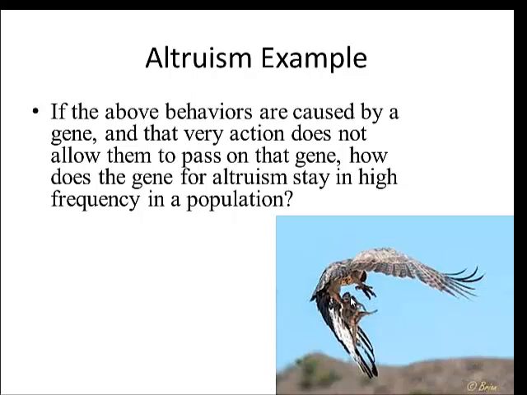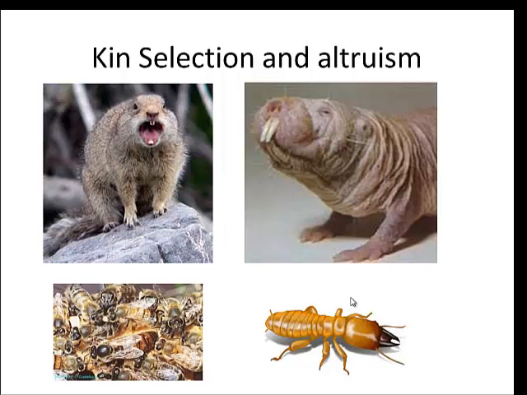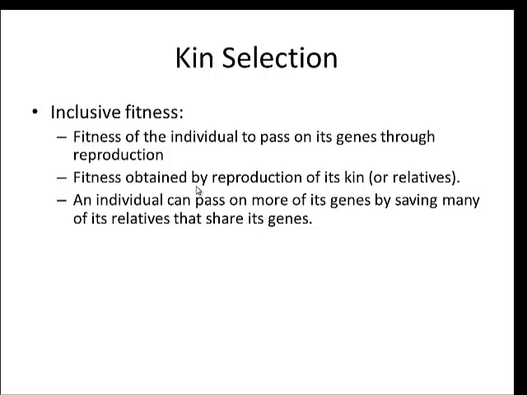So we get at the notion of what's called kin selection. Kin selection is the idea that these animals that give up their reproductive right or increase the likelihood that they'll die by their action might be able to pass on their genes anyway. Even if this squirrel never reproduces, it still passes on its genes. Let's think about how. What we get into is what's known as inclusive fitness. Fitness of the individual to pass on its genes through reproduction. Fitness obtained by reproduction of its relatives.